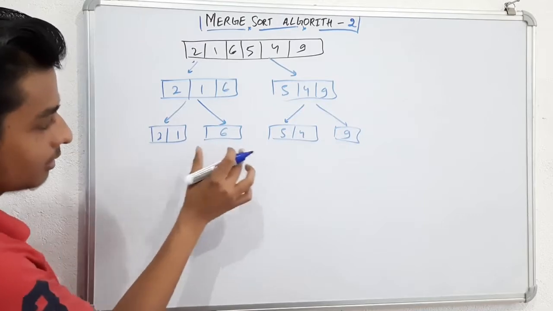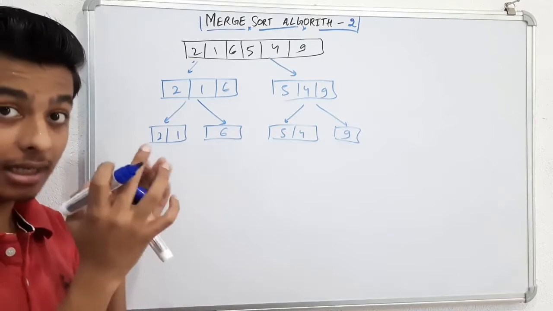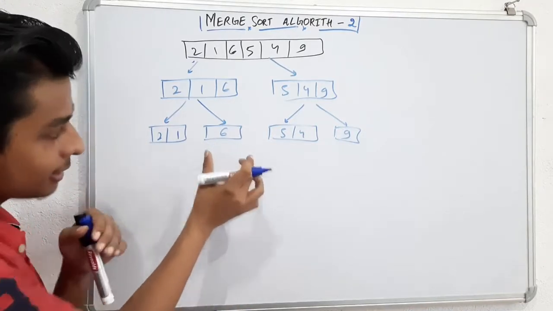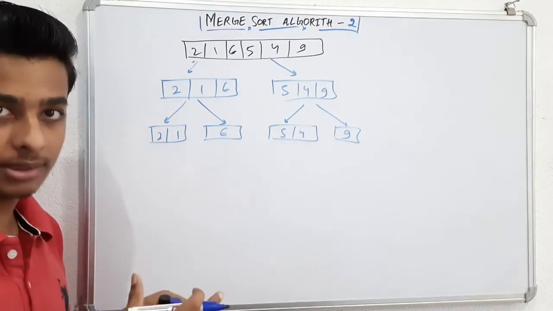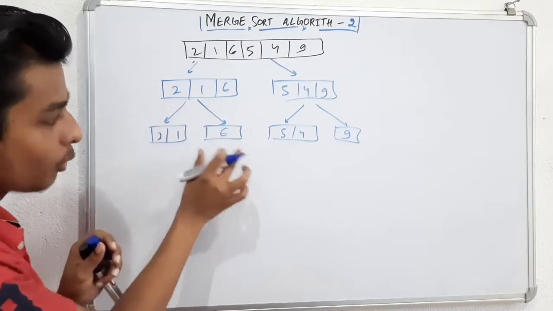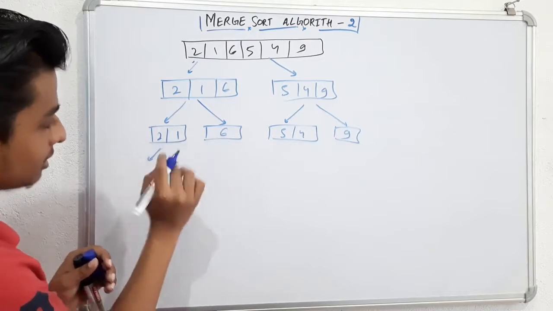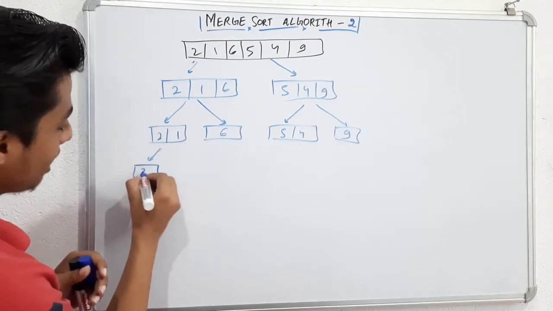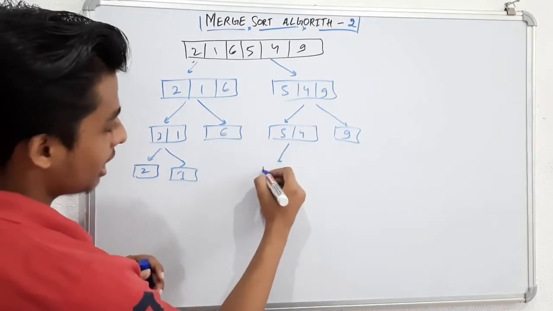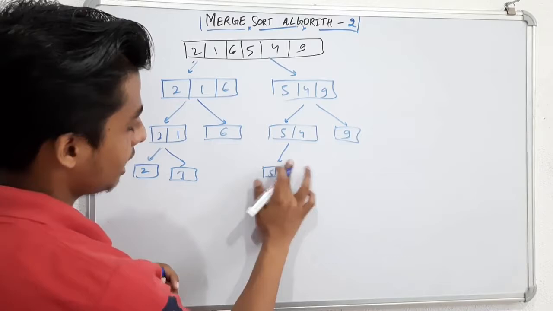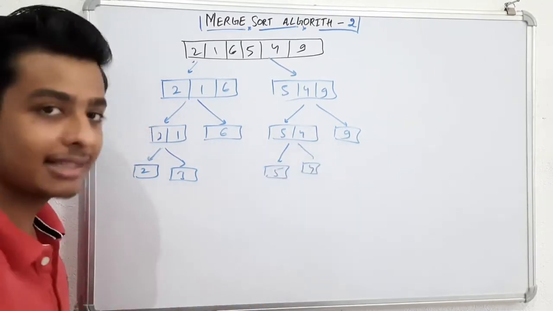Now our base condition is where we need to stop dividing the subproblems. It's obvious: when the array size, or the subarray size that we got, has become 1, then at that point we have to stop. And if the array size is more than 1, then we need to divide further and further. So we divide this into 2 parts here, as usual: it should be 5 and it should be 4, and it will be as it is.